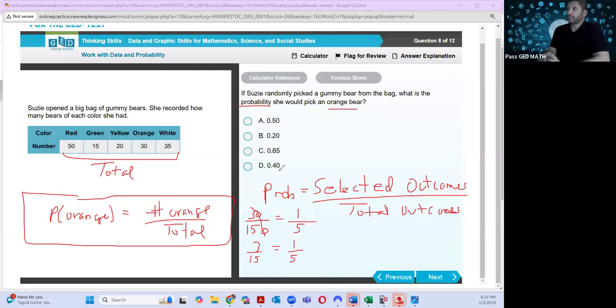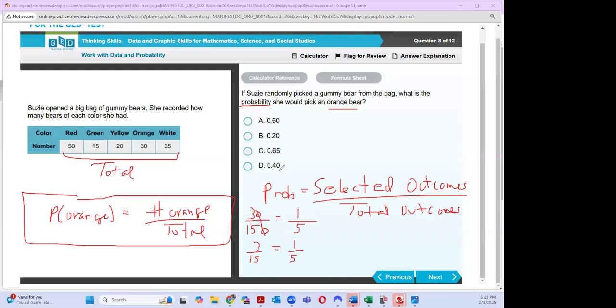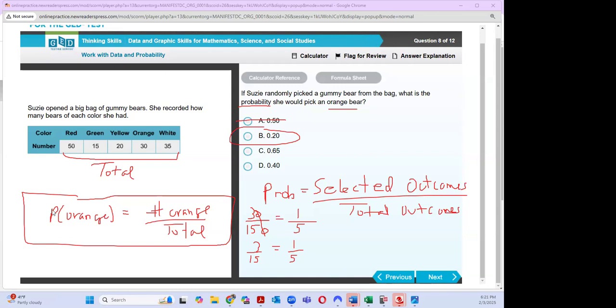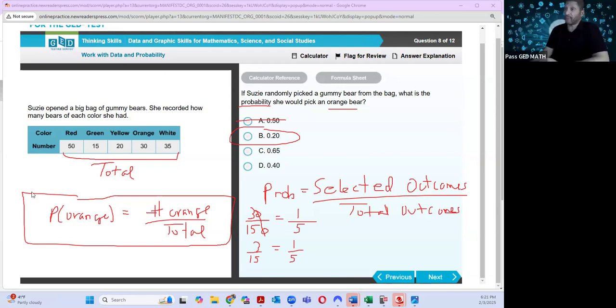I know it's not half. I would say B. You were right. You sound like you guessed, but you were right. So again, those you should know. You should know your common fractions, right?